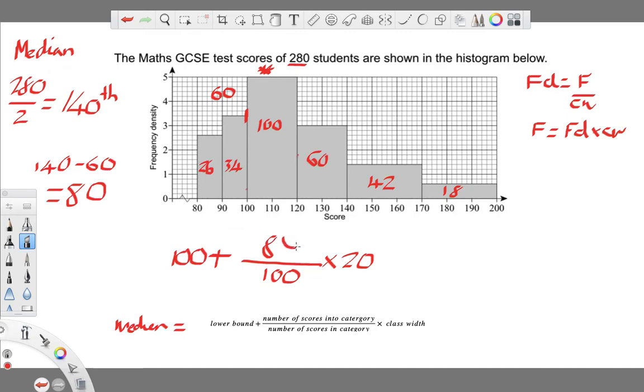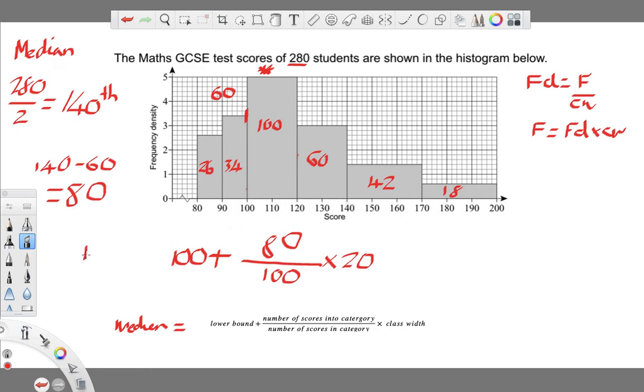I'll just run through that again. How did I find that? Well, I know that in the first two categories there were 60 scores, and I want to know the number of scores we've got to go into that category. So if there's already 60 and I'm searching for the 140th value, I do 140 take 60 and I get 80. So it's the same as what we did before.